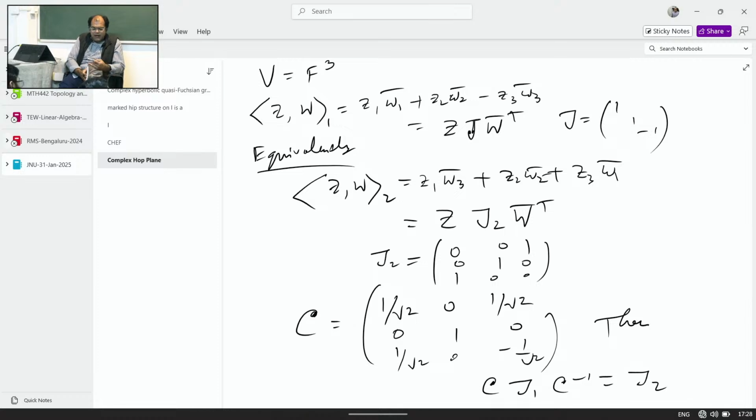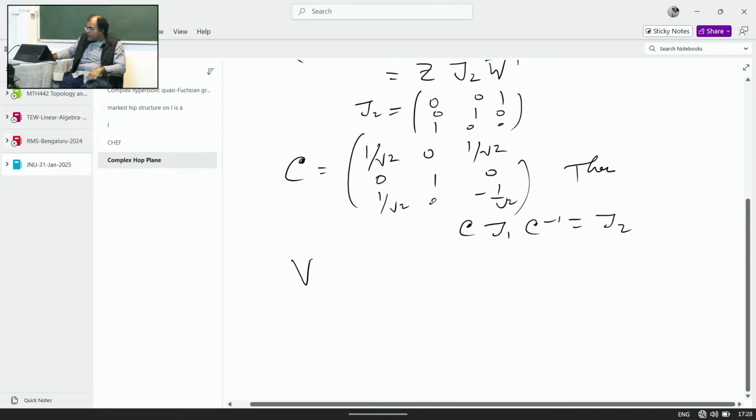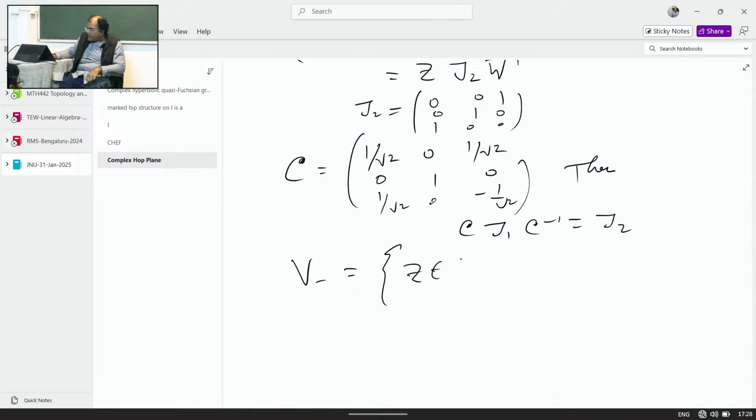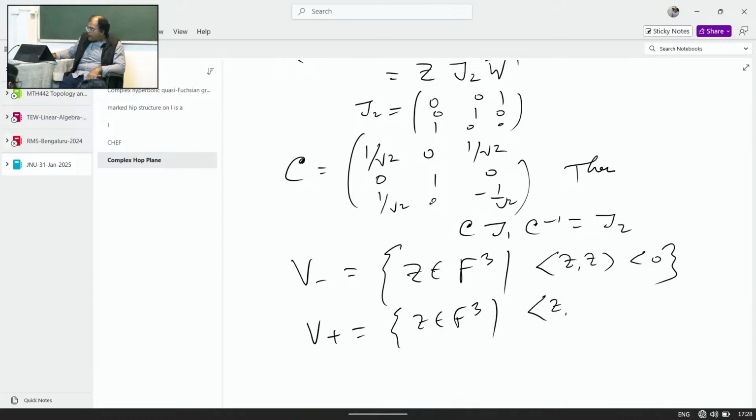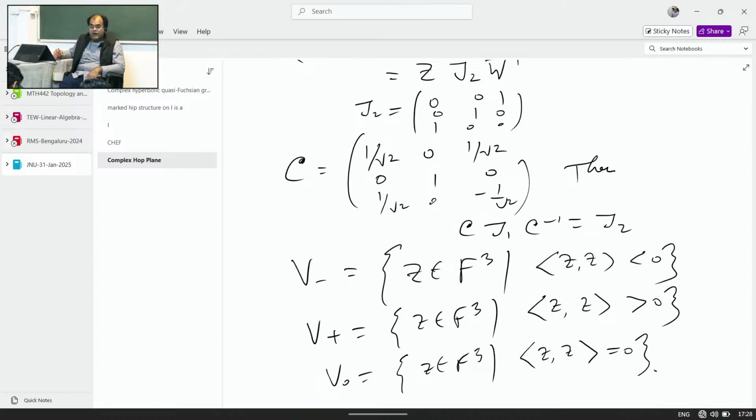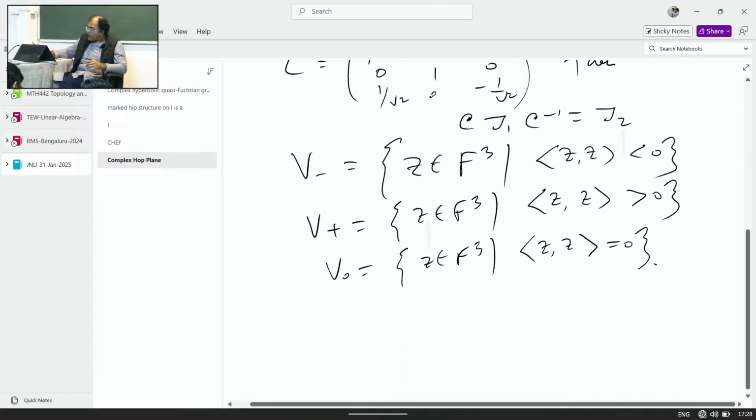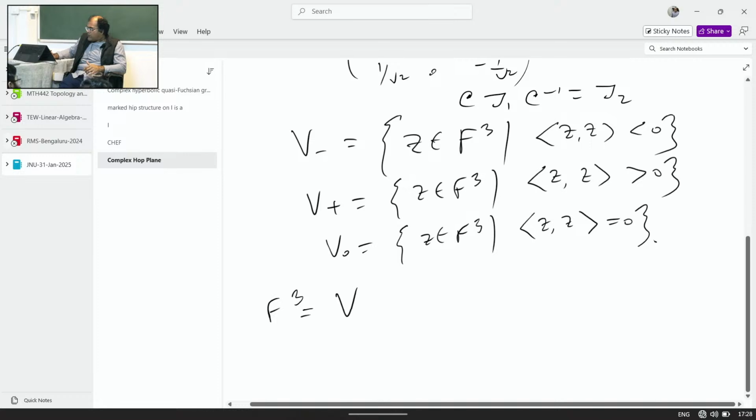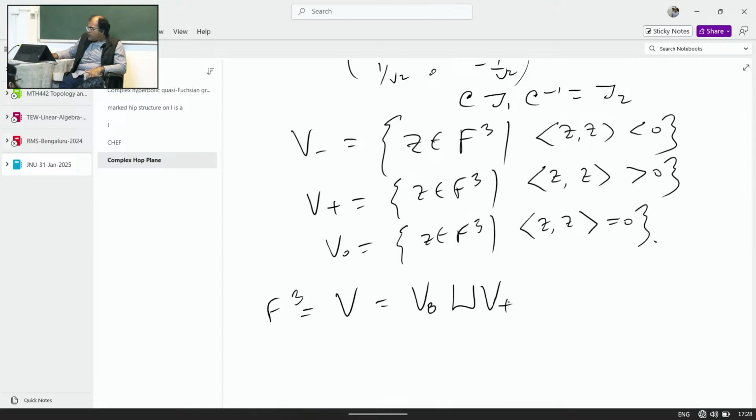There are many other Hermitian forms that you can take, but let me quickly define the complex hyperbolic space. Let's talk about the first Hermitian form or the second, whatever. This decomposes the space into three disjoint subsets. You collect the vectors of the same sign, and also a set which is a collection of vectors of length 0. So this whole vector space V is a disjoint union of V naught, V plus and V minus.